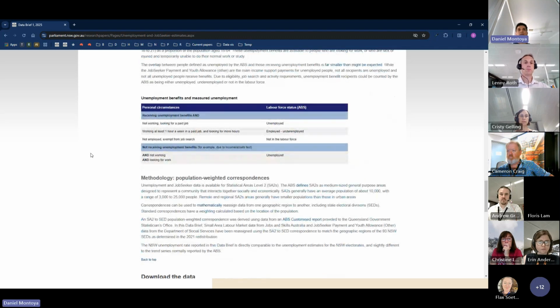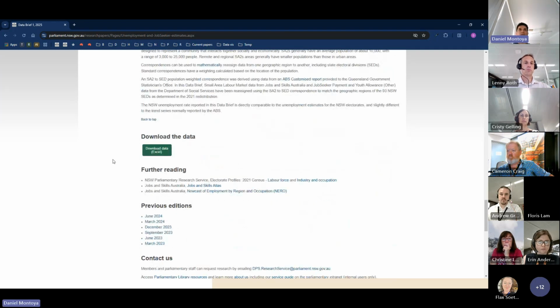And the last tool that we have in the data brief is a spreadsheet where you can download all of the data. This includes both job seeker payment and youth allowance data separately. The youth allowance data is the only way you could look at youth unemployment in detail if that's something you're interested in. It's the only place you can find that sort of information other than the censuses, which happen every 5 years.